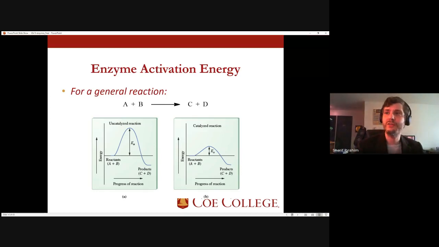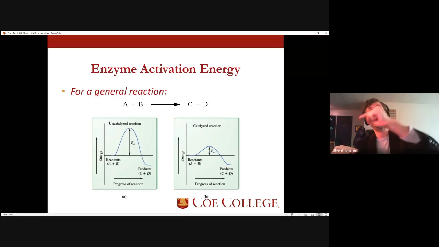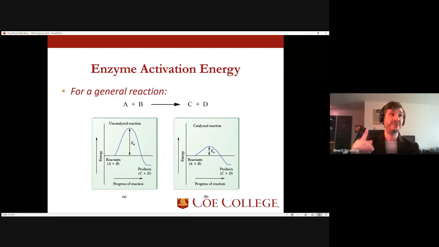If you look on the right for the catalyzed reaction, we still have the same basic trend. And notice that the reactants and the products are still at the exact same energy states. That does not change. That is a state function and is independent of the enzyme. That never changes. That is a thermodynamic property of both those compounds. But the activation energy required to get from one to the other decreases significantly. It decreases to the point where it can occur under pretty mild room temperature, body temperature conditions.